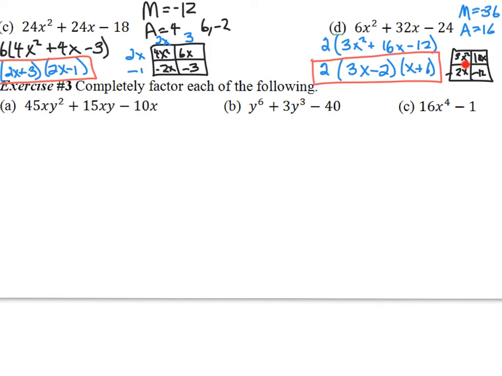From my first row, I factored out a 3x. From my second row, I factored out a negative 2. So there's my factor 3x minus 2. From the first column, I factored out the x. From the second column, I factored out a 6. So there's my factor x plus 6.